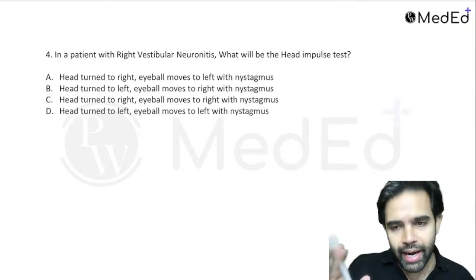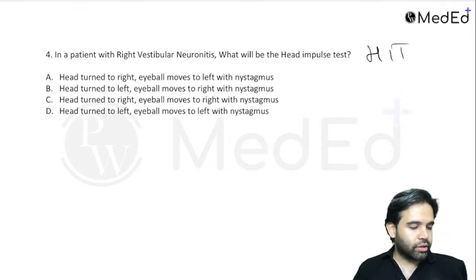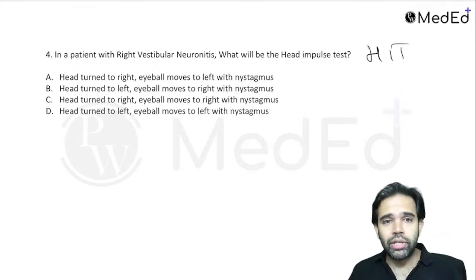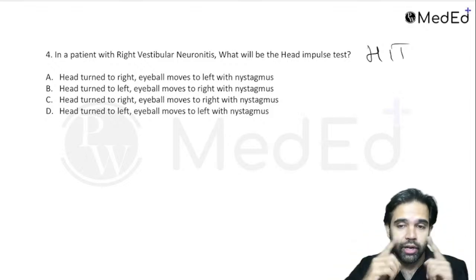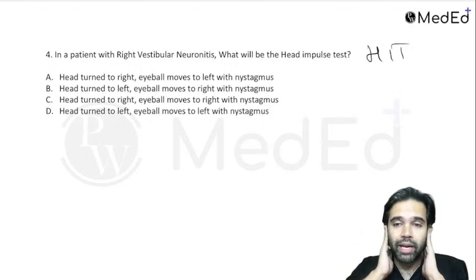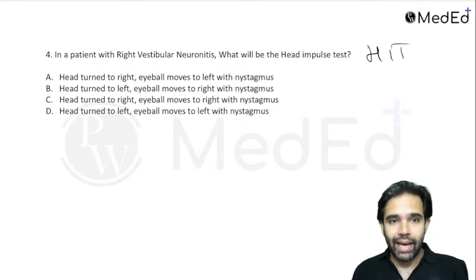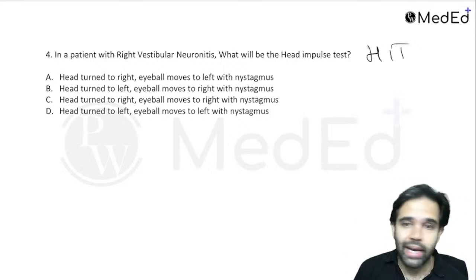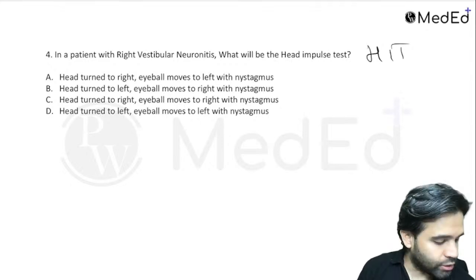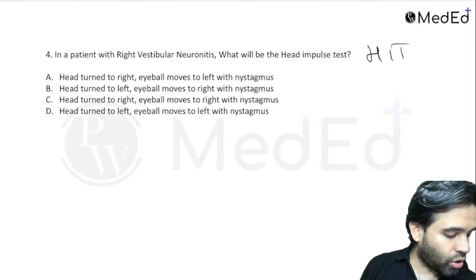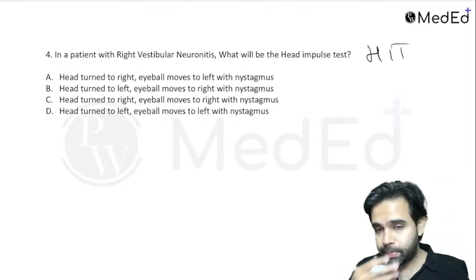This was asked, right? Head impulse test, HIT, was asked, correct? So here is a patient with vestibular neuronitis, which is peripheral vertigo. There is central vertigo because of the cerebellum, and then there is peripheral vertigo because of your hearing and balance mechanism. So here, what will be the sign on the head impulse test? Some people are saying that this question was not asked in the second paper, but it was not covered in the first paper. So let me just answer here.